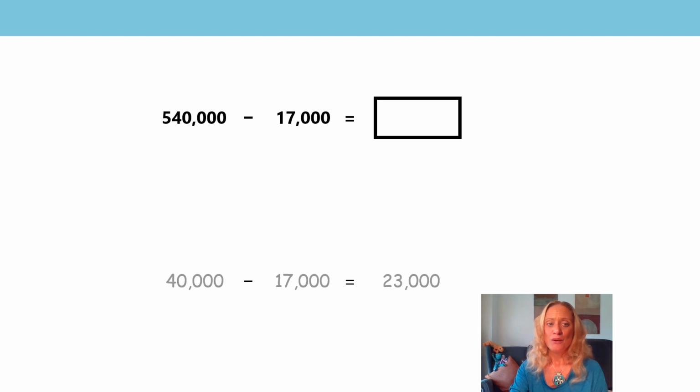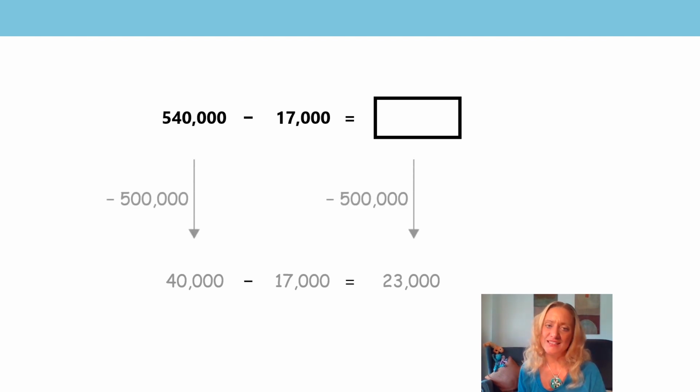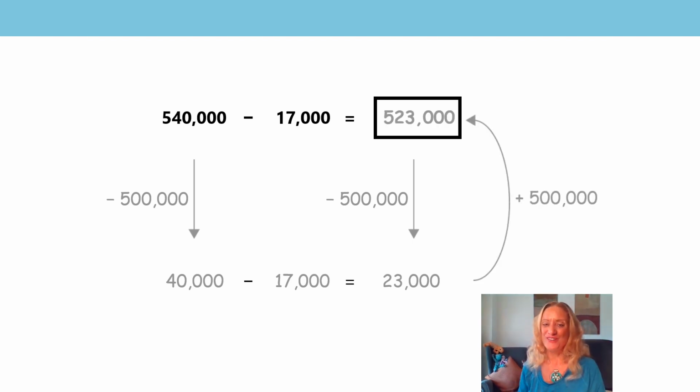It does, doesn't it? Because I have decreased both the minuend and the difference by 500,000. So what do I need to do? I need to increase the difference by 500,000. And then I will have found my missing box. Fantastic. And 540,000 subtract 17,000 is 523,000. So it was much easier, wasn't it? Pulling out 40,000 subtract 17,000 and solving that mentally first.